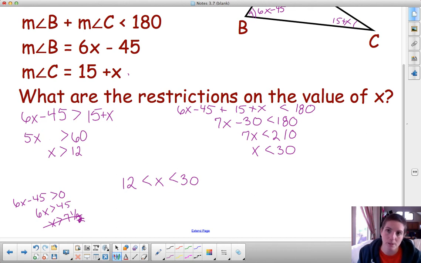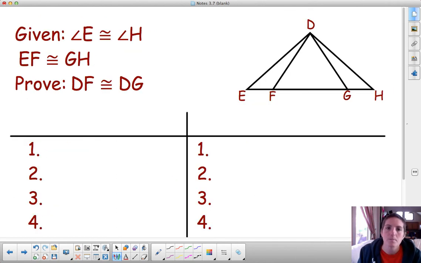Now let's talk about our proofs. Given that angle E is congruent to angle H, so angle E matches angle H, and segment EF is congruent to segment GH, prove that segment DF is congruent to segment DG. So we have our two givens, angle E congruent to angle H, and EF congruent to GH, two givens.